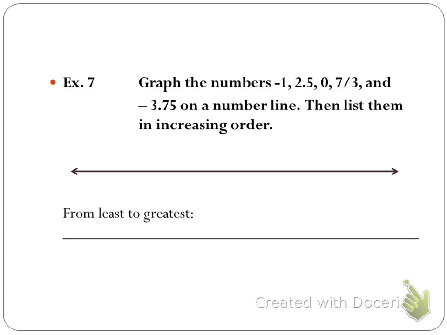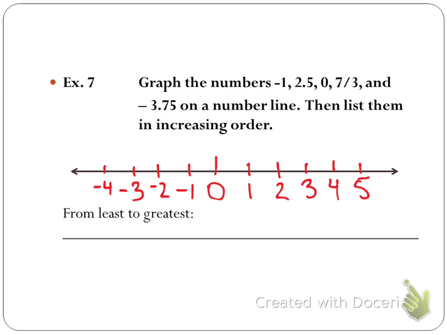First, we need to set up our number line. So I am going to put 0 in the middle. And then I have my positive integers, 1, 2, 3, 4. I'm just going to go up to 5. And we have -1, -2, -3, -4, -5.